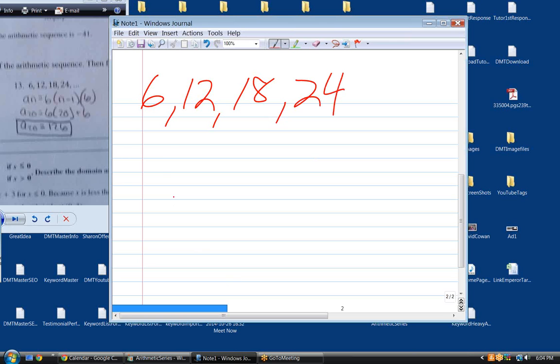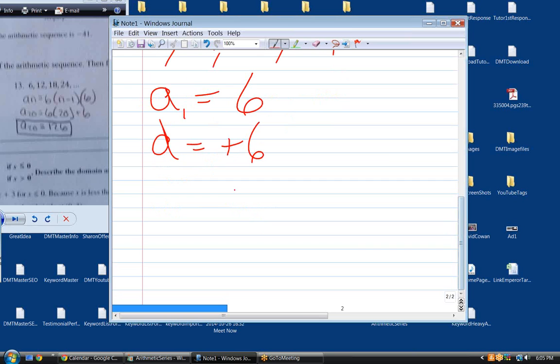What's the first term? The first term would be 6. What's the common difference? Plus 6. The common difference is the difference between any two terms. That's why it's called common difference. What's the general formula? A of n is equal to 6 plus n minus 1 times 6.